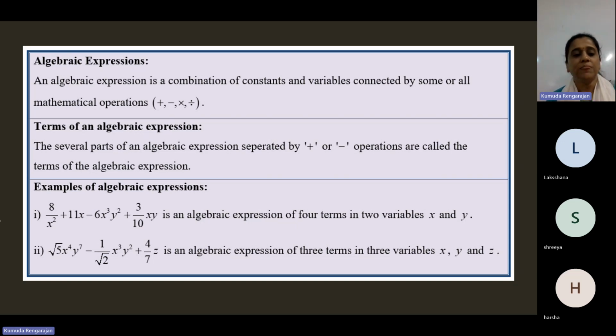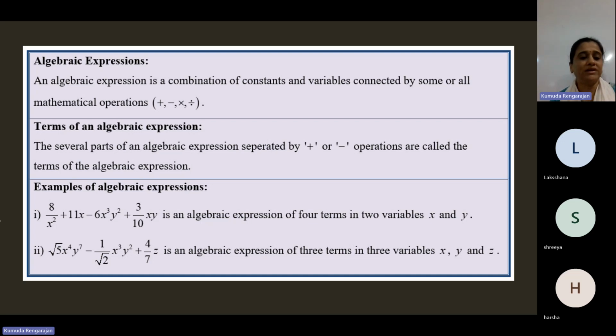So you can see that the first example is an algebraic expression of 4 terms in 2 variables x and y. Is that explanation correct? The first one is an algebraic expression of 4 terms in 2 variables x and y, right?